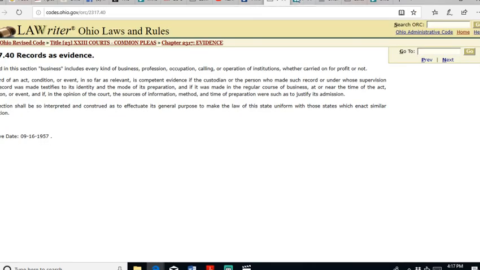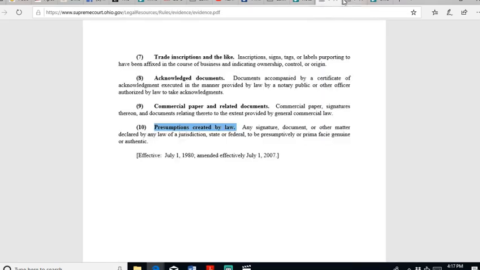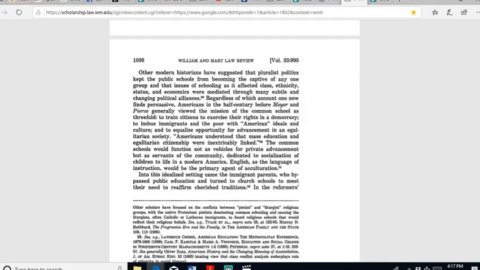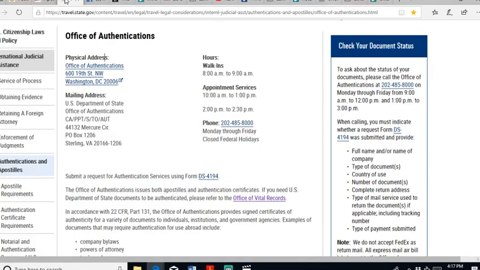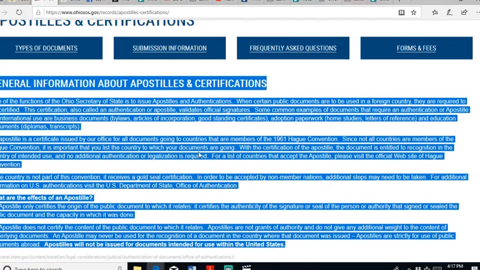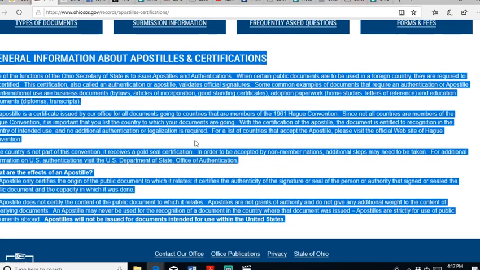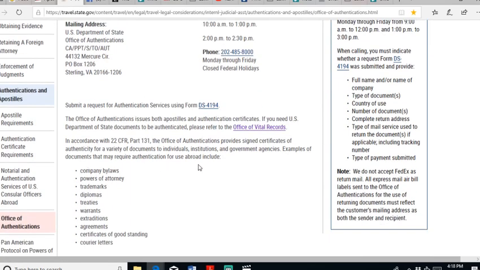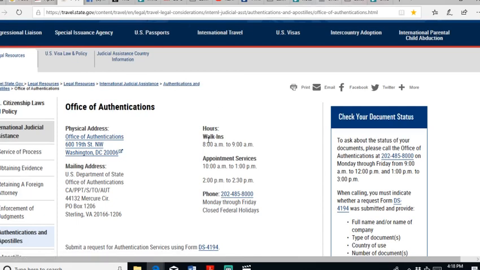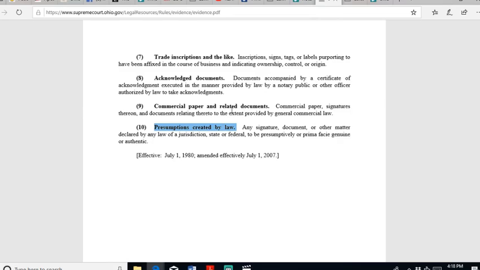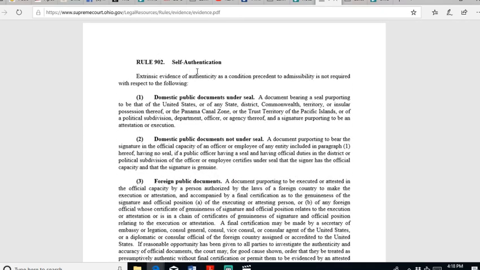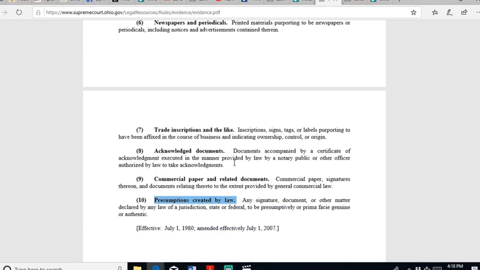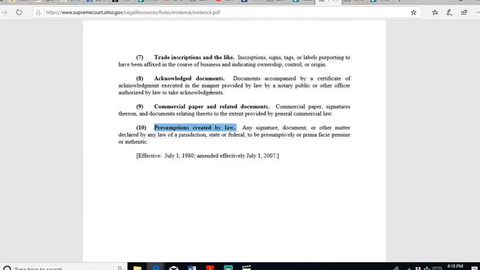So just to let you know, I went through the rules of evidence. After you get all of that authenticated, like I said before, you can get it authenticated on a state level, and then you can send it off to the federal level to get it authenticated. And this is the office where you can get your records authenticated. The reason why the rules of evidence come into play is because these are the rules by which self-authenticating documents can now carry weight, and you can file it into the court record, and it shall be considered evidence.